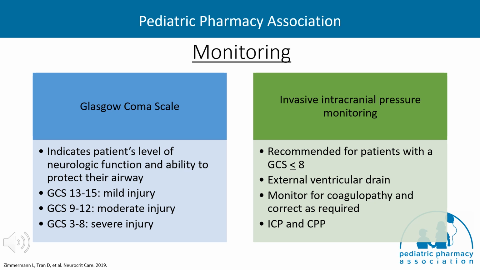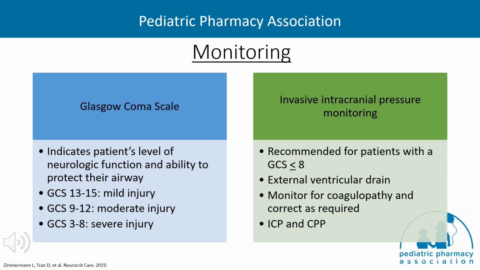For monitoring of traumatic brain injury patients, we will look at Glasgow Coma Scale, which indicates the patient's level of neurologic function, and their ability to protect their airway. The GCS is categorized into 3 categories, and the higher the GCS, the better the patient's neurologic function. A GCS of 13 to 15 is considered mild injury, 9 to 12 is moderate injury, with 3 to 8 being severe injury. A patient in that category would be considered unable to protect their airway, and we would think about intubation for those patients.